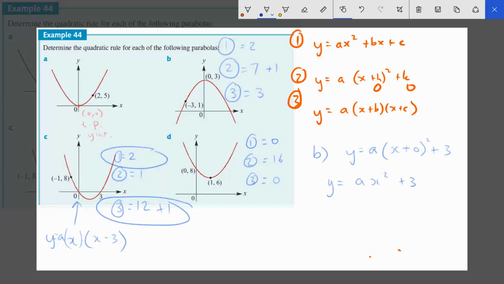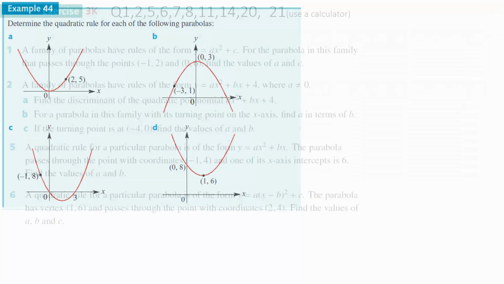Good. The answer is, I would go with number 2 as well, because you've got a turning point. 1, 6, so that means y equals to a, move to the right by 1, so x minus 1, and then up by 6, so plus 6. And then you sub in your 0, 8 to solve. Okay, is that feeling easier? Yeah, so those are the 3 types of equations. It's up to you to pick and choose which one works. That's a skill.